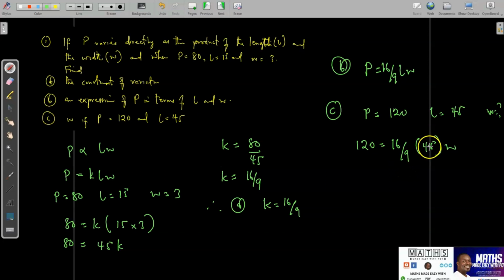Now 9 can go into 45 5 times. Then you have 16 times 5. What answer are you getting? 120 is equal to 80, 16 times 5, then W. What answer did you say? 80. So we have it as 120 equal to 80W.